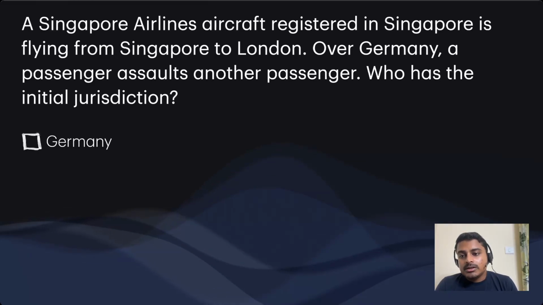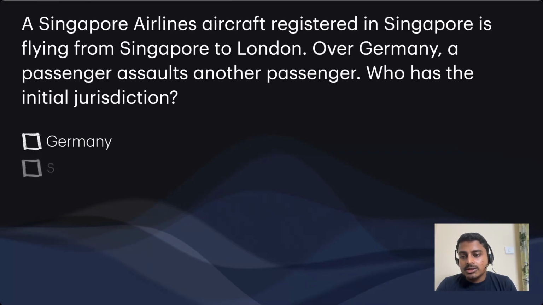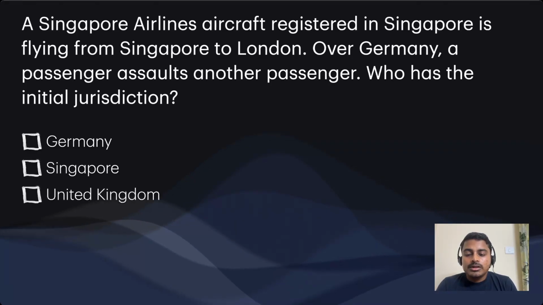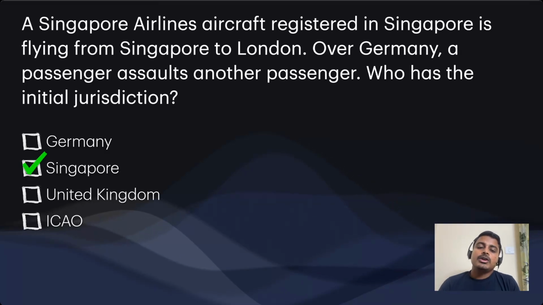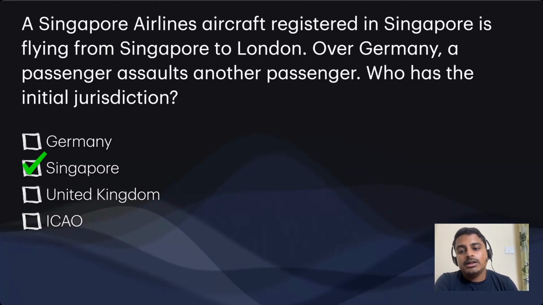Okay, so now let's look at the options. Who has the initial jurisdiction? Is it Germany? Is it Singapore, the UK, or ICAO? So it's clearly Singapore, because it's the country of registration of that aircraft.